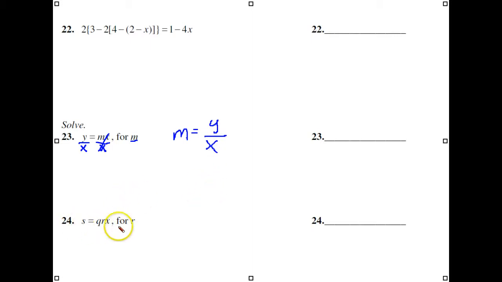Now in number 24, we want to solve for R. Again, R is in the middle. It's this times this times this. We get rid of the Q and the X by dividing both sides by Q and X. So these cancel out over here, and we're left with R equals Y over QX. So these were sort of easy, but again, a technique needed to solve more challenging examples.